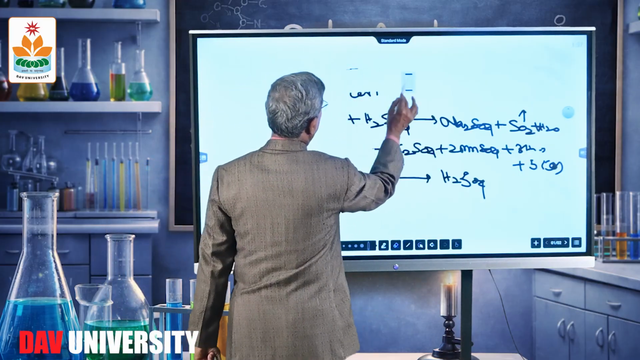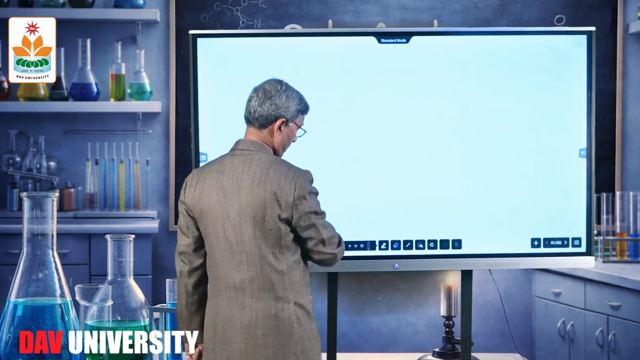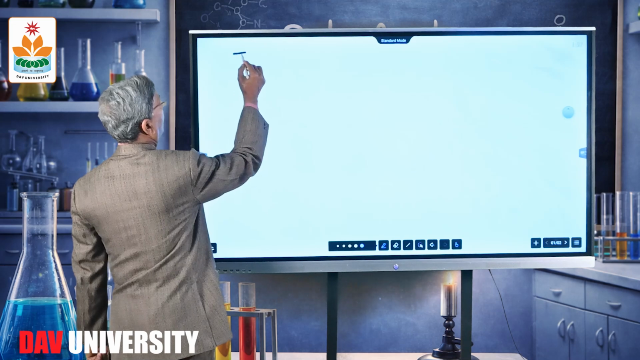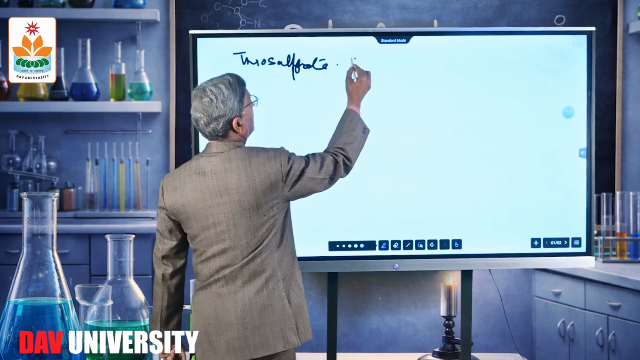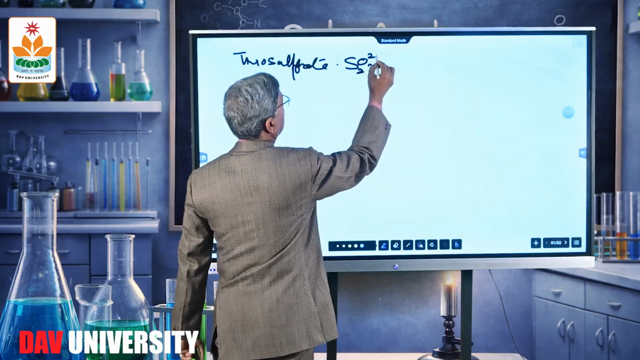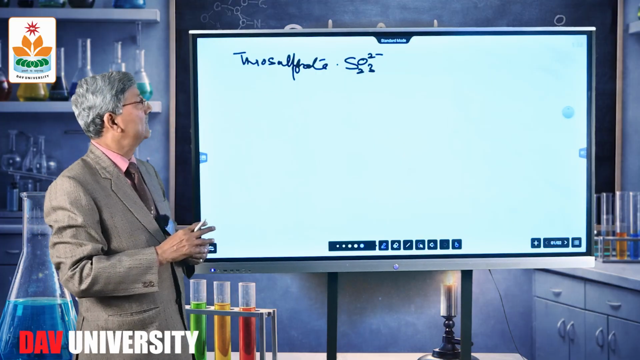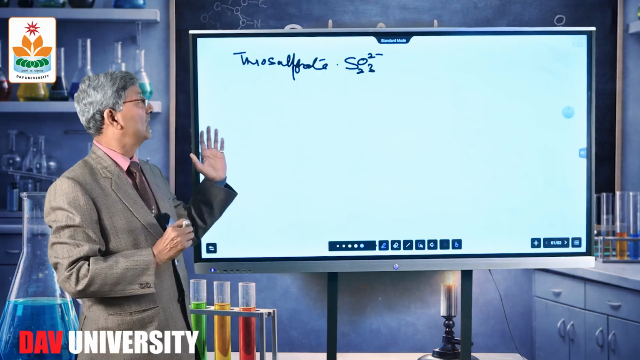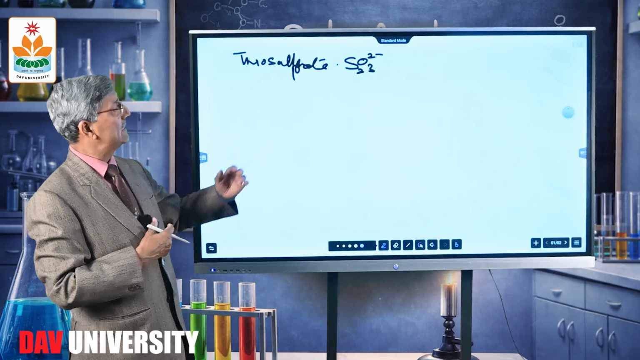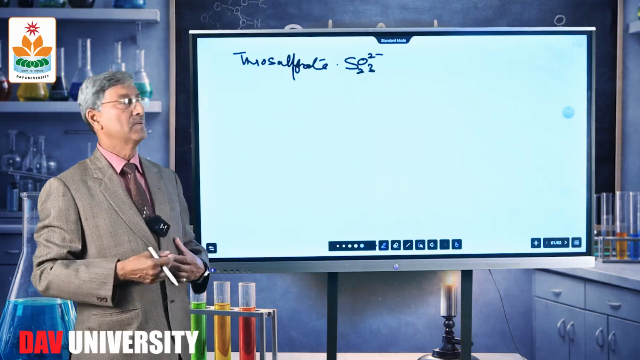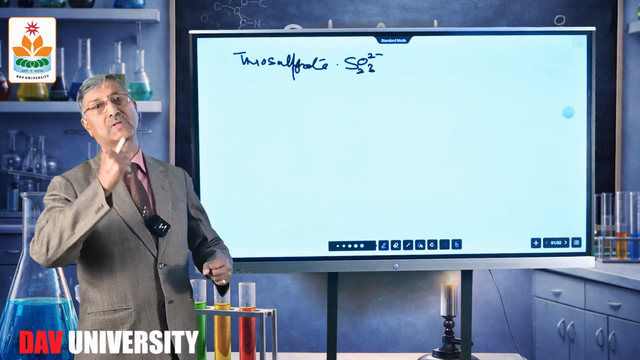Now two tests are left. One is thiosulfate, S2O3 2 negative. For the indication, you know that when a thiosulfate is treated with dilute H2SO4, you get the liberation of sulfur dioxide gas with the precipitation of sulfur. Now sulfur dioxide gas you can detect with the usual tests, but here we'll be giving you two different tests to confirm thiosulfate.